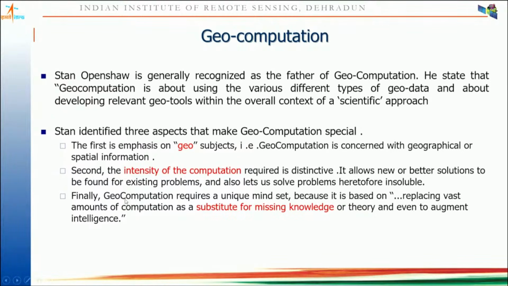The third characteristic says that geocomputation requires a unique mindset, because it is based on replacing vast amounts of computation as a substitute for missing knowledge or theory, and even to augment intelligence. When you are dealing with geographical data, it is not all about simply writing queries or SQL statements or simply writing the algorithm for this data. It is a very important skill set that you require here.